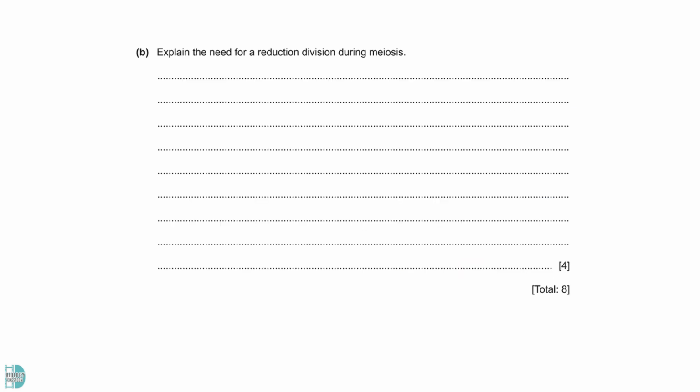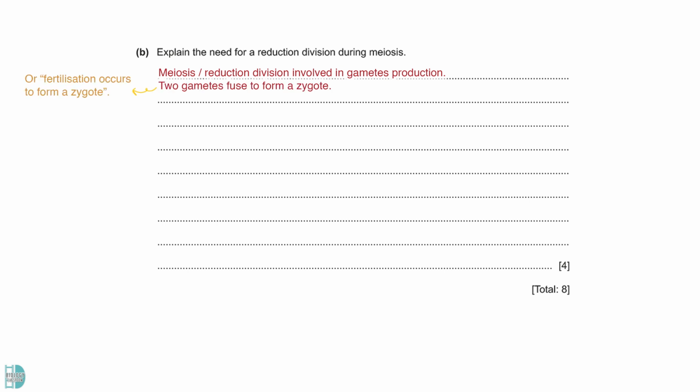B. Explain the need for reduction division during meiosis. Meiosis or reduction division is important to produce gametes. In sexual reproduction, 2 gametes fuse during fertilization to form a zygote.